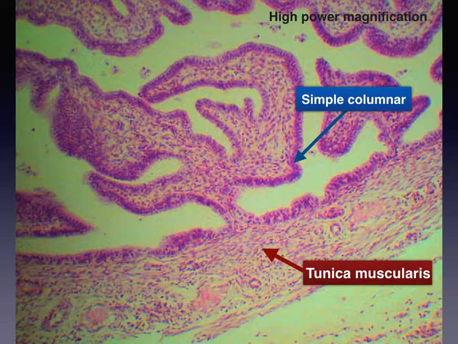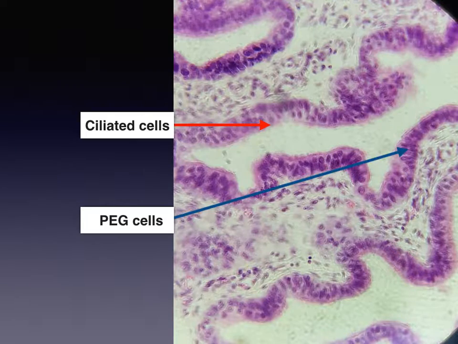Also, the tunica muscularis, pointed by the red arrow, which is composed of your inner circular and your outer longitudinal layer. Let us focus ourselves in the mucosal layer, which is composed of two cells. We have the ciliated cells and the peg cells. The peg cells is the secretory cells, while the ciliated cells is the non-secretory, function of which is only for transport of the ovum towards the uterus.